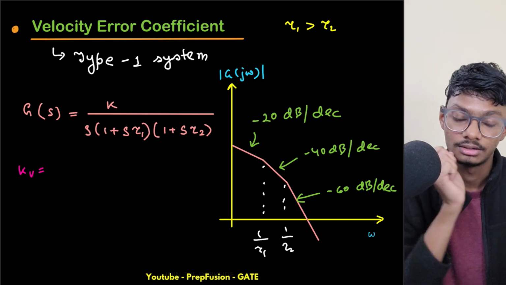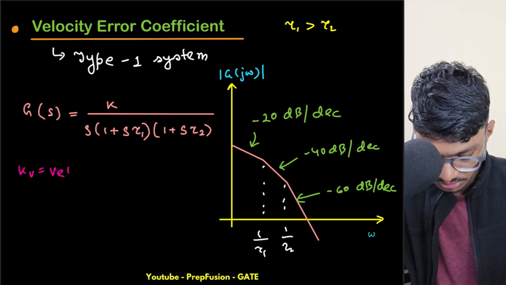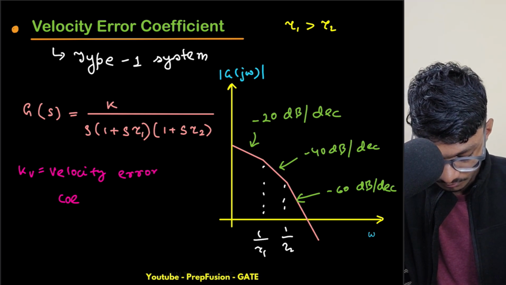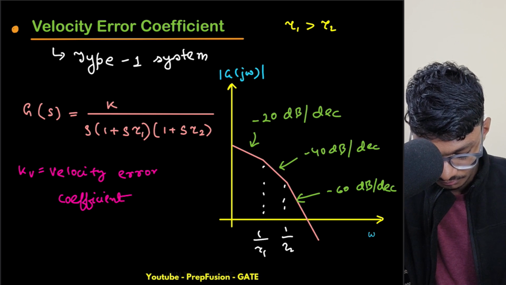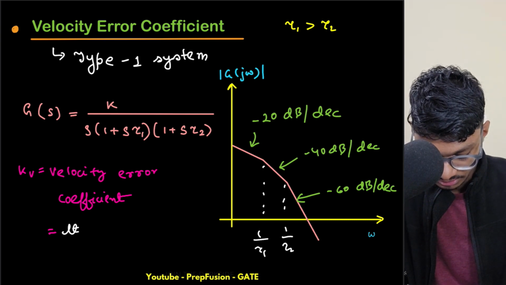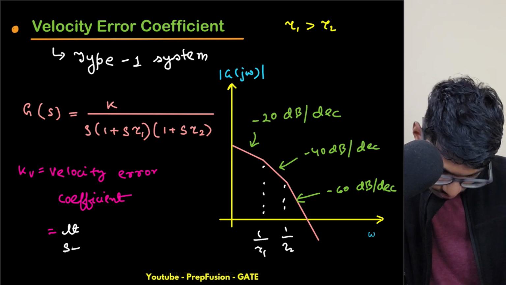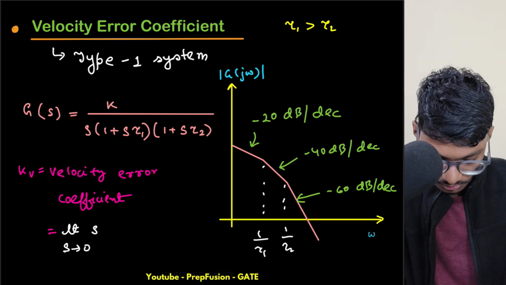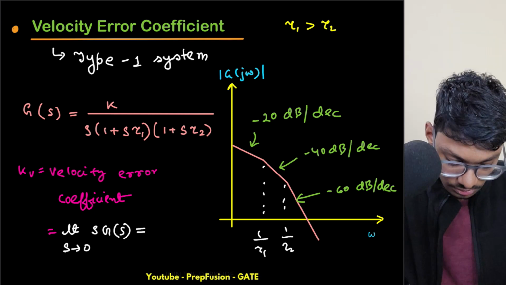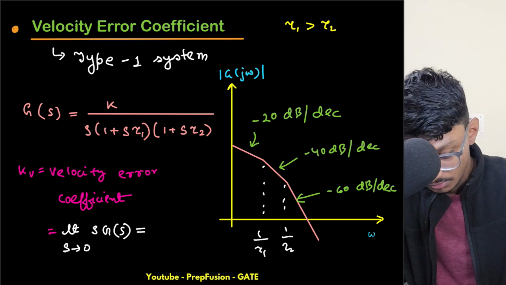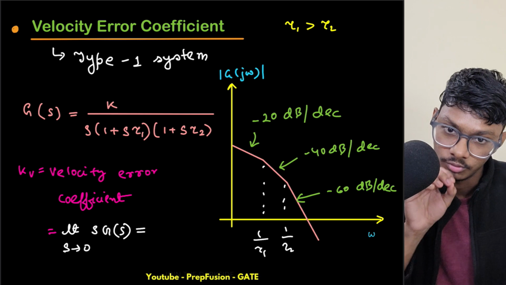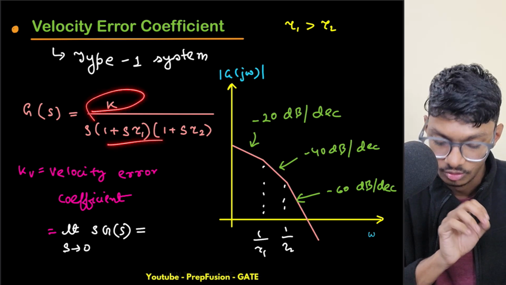What is Kv? Kv is the velocity error coefficient. We have already done this. And what is it defined as? It is defined like this: limit as s tends to 0 of s g of s equals what? Here, if I take the limit as s tends to 0, the s in s g of s gets cancelled. So now I can put s equals 0 here, and I will be left with only k.